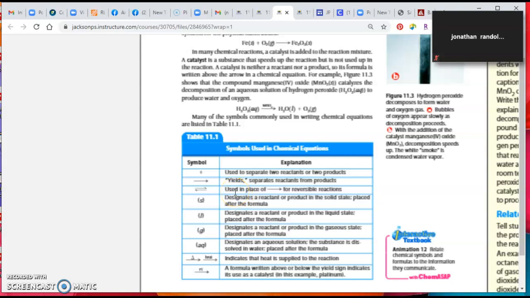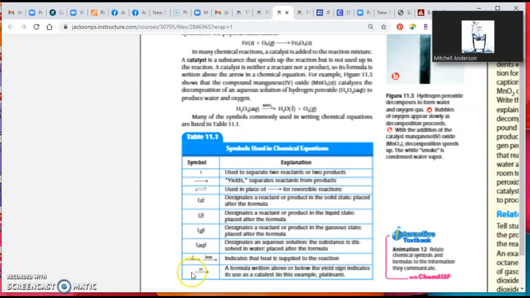If the reaction is reversible, the arrows will go in both directions. So you'll have one arrow that goes to the right and another arrow that goes back to the left. Beside any of your reactants or products, you'll have these little symbols. S stands for solid. L stands for liquid. G stands for gas, and AQ stands for aqueous solution, which means that it's in water. Things that are dissolved in water, we say, are in aqueous solution.